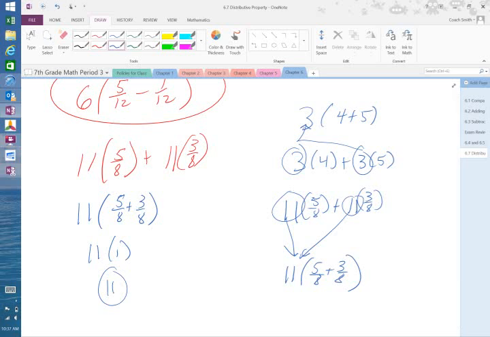So the distributive property is a lot easier than having to do 11 times 5/8, which is 55 over 8, plus 11 times 3/8, which is 33 over 8. Then you got to take 55 and 33 and add it together, which would be 88. 88 over 8, which is 11.